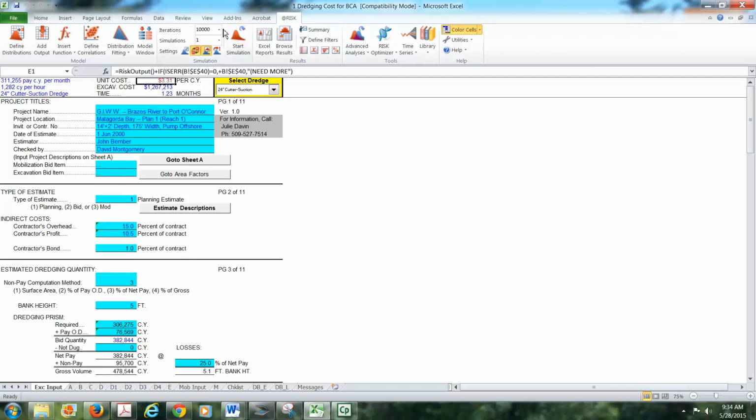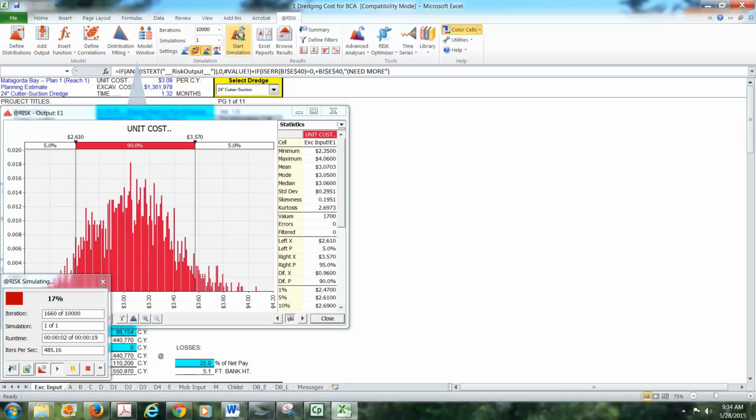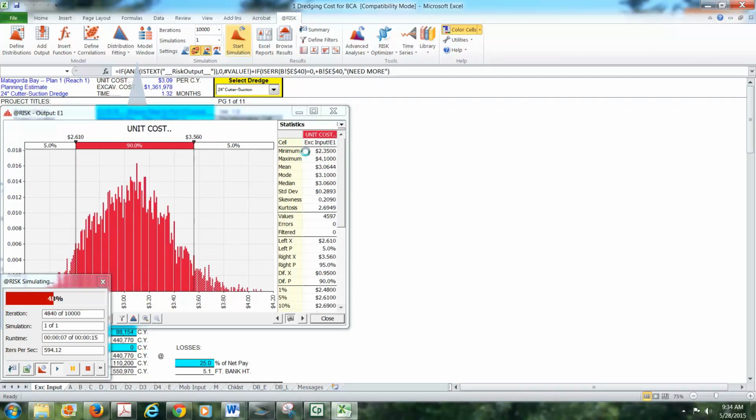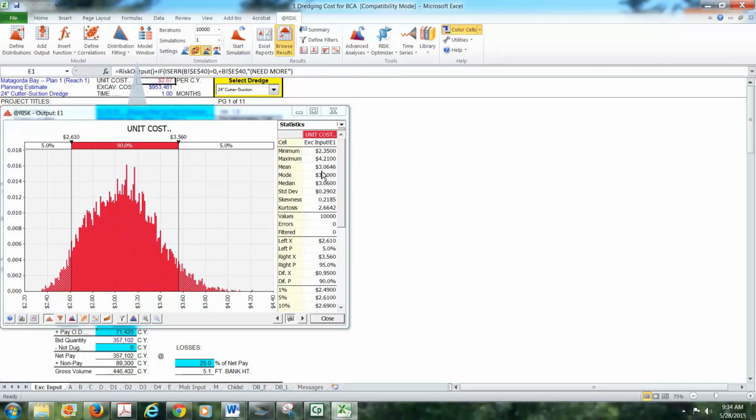So we're going to run a simulation, 10,000 iterations. Start the simulation, and you'll see that begin. And this is my estimate of what the unit cost could be. You'll notice up here on the right hand side that I have a minimum at the moment of $2.35, a maximum of $4.10, and the mean is about $3.06. But this is a picture of what that probability could be.